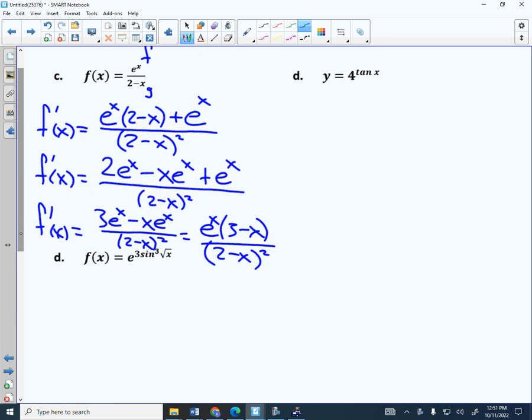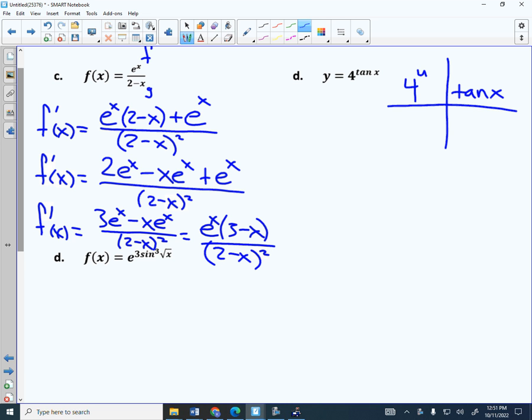Okay, just 3 examples left. Notice I have a base of 4, so that's going to change this a little bit. We're going to have the chain rule. What's the inside? Tangent of x. And what's the outside? 4 to the u.